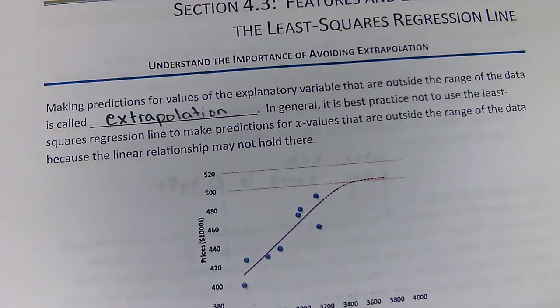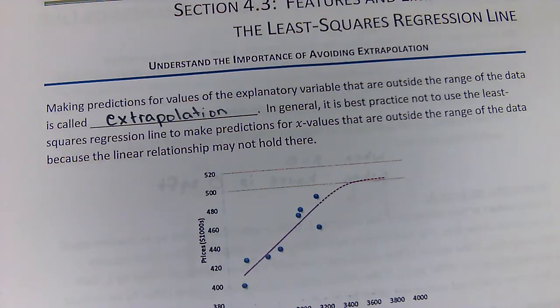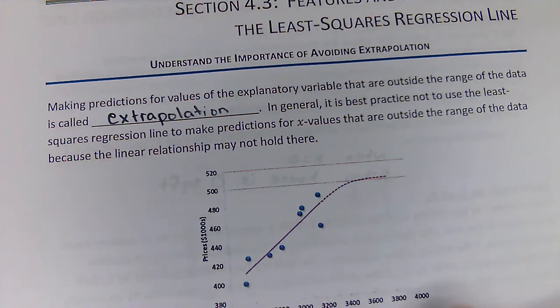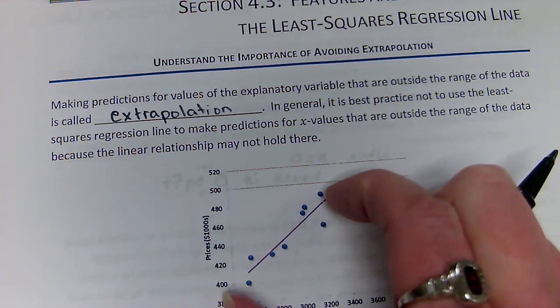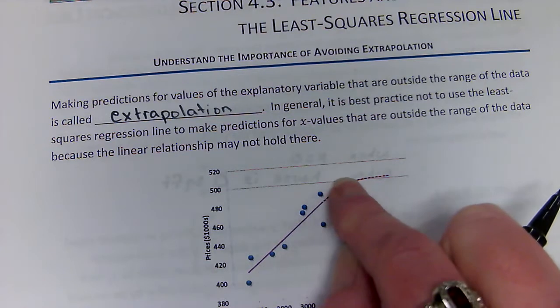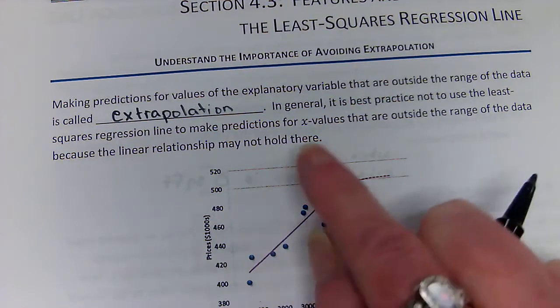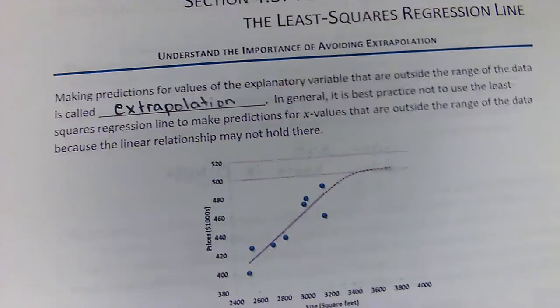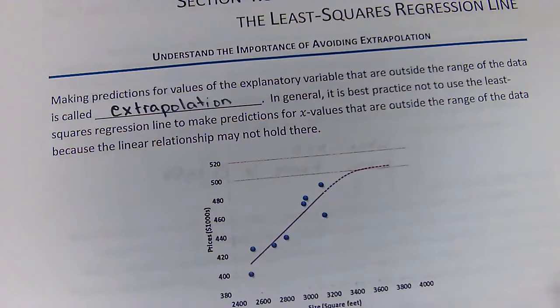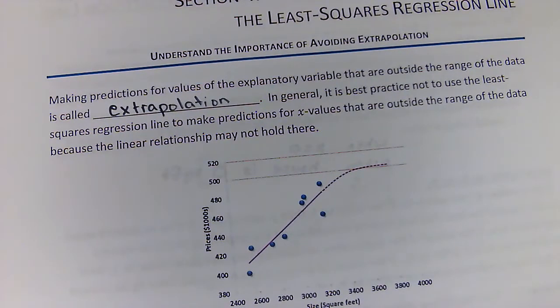In general, it is best practice not to use the regression line to make predictions for X values that are outside the range of the data, because that relationship may not hold there. Take this for example. So here is what's happening that we know of. But what if in the future it levels off? If we make a prediction too far into the future, outside of the data given, we could make some errors. So we try not to make predictions for values that are outside our data range.